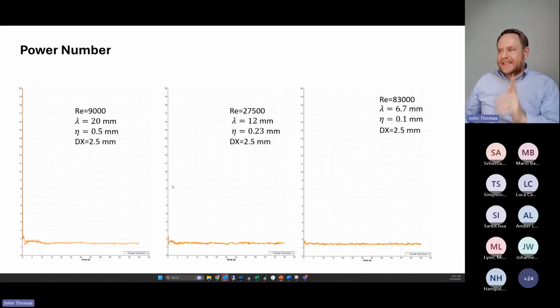Here was me running that system at 3 different Reynolds numbers with a constant resolution of 2.5 millimeters, okay?